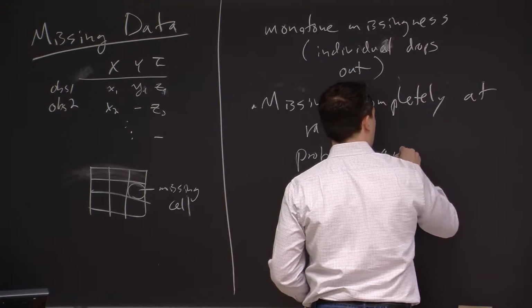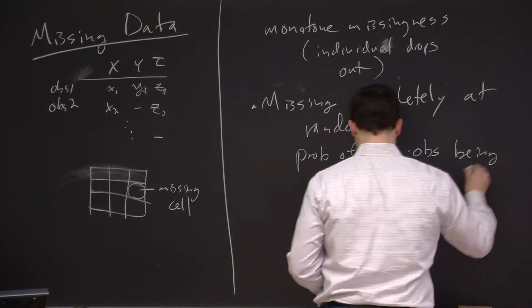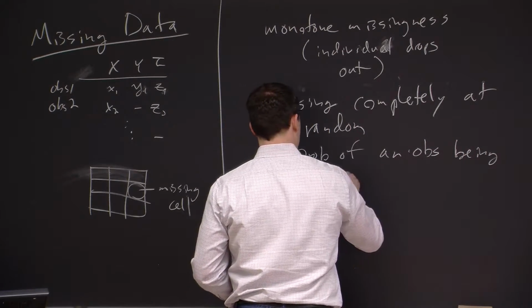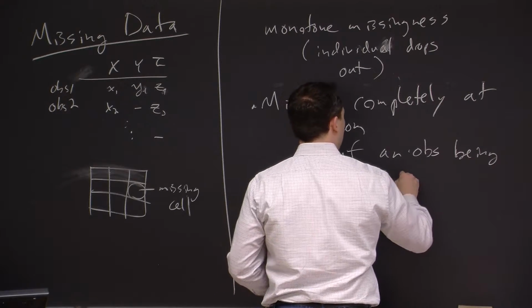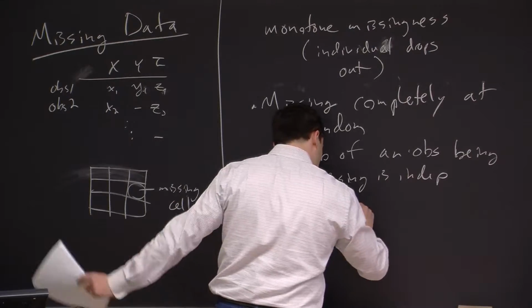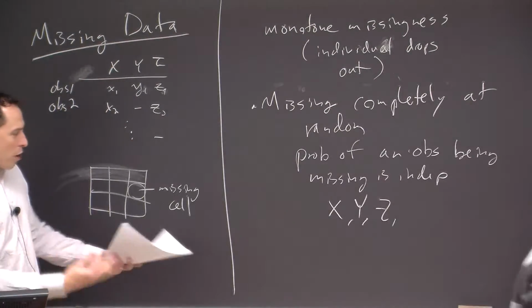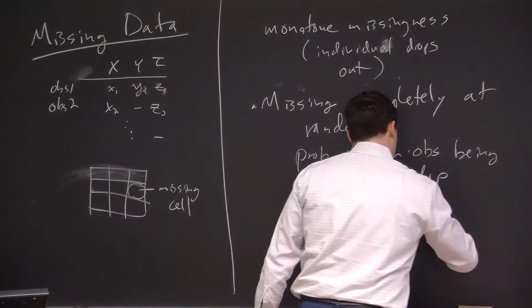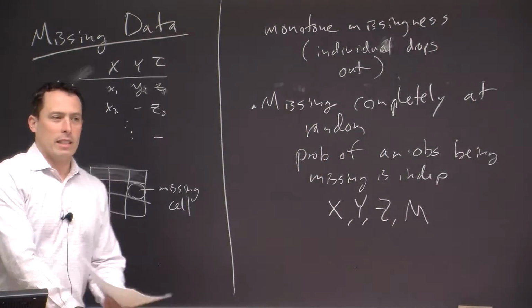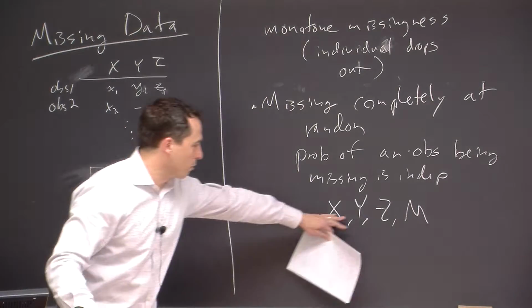Of an observation being missing is independent. So in other words, you could think about your study, like in this example, we had 3 variables, x, y, and z that we're interested in. You could think about there being another variable, m, which stands for, have I deleted this entire observation? Is it missing? And then the rest of these would be hidden.